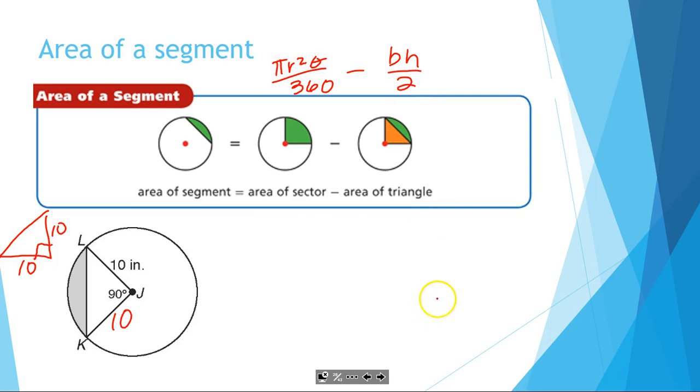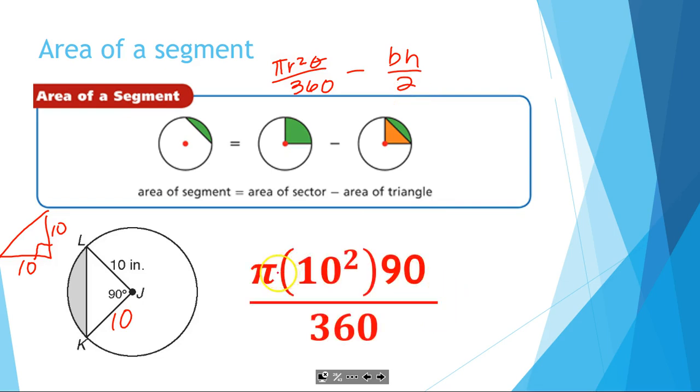So when we populate our formula, we're going to get pi times 10 squared times 90 divided by 360. This time you are going to actually multiply by pi in your calculator, because you're going to have to subtract the area of that triangle from it. So this is going to be about 75, because this is 100. 90 over 360 is 1/4. 100 divided by 4 is 25. 25 times 3 is 75. 75 minus 50, which is what this would end up being, is 25.